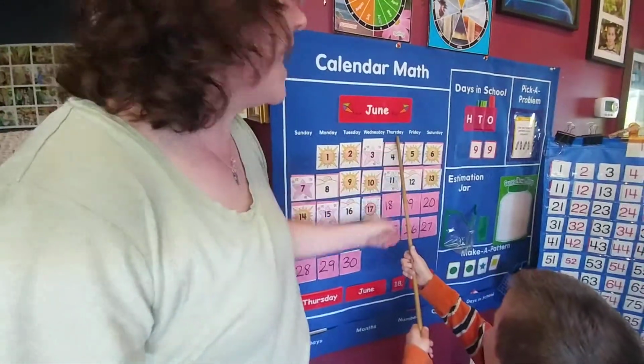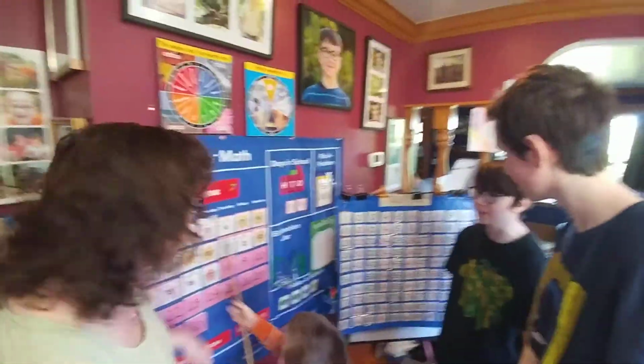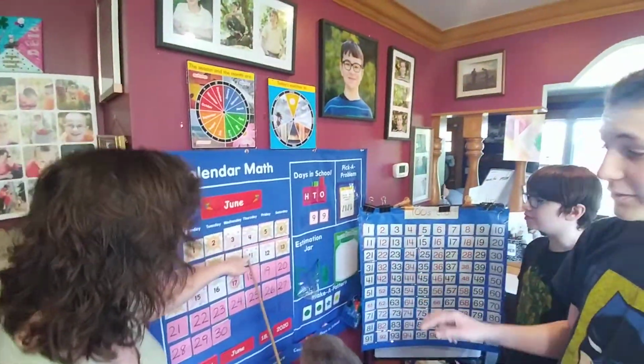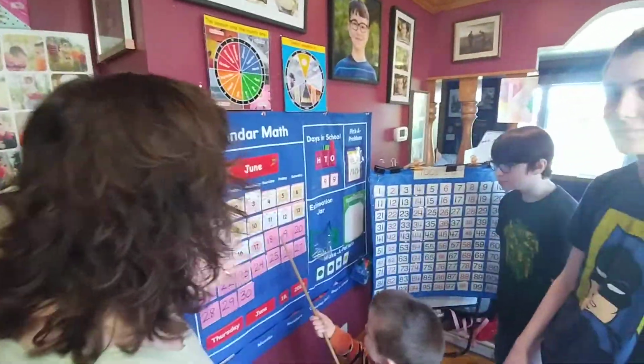Thursday. If we count all of the boxes in the column for Thursday, that's how many Thursdays are in June. Kieran, how many? That's right. Let's do it together. One, two, three, four. 4 Thursdays in June.